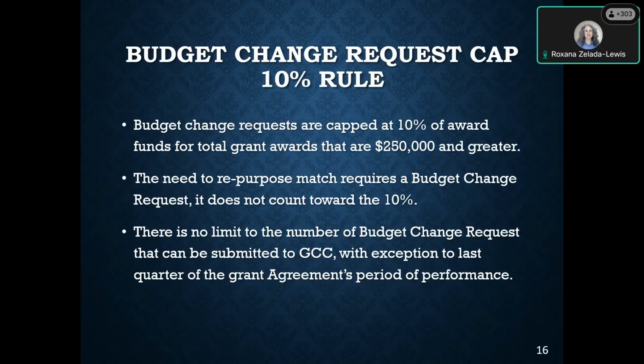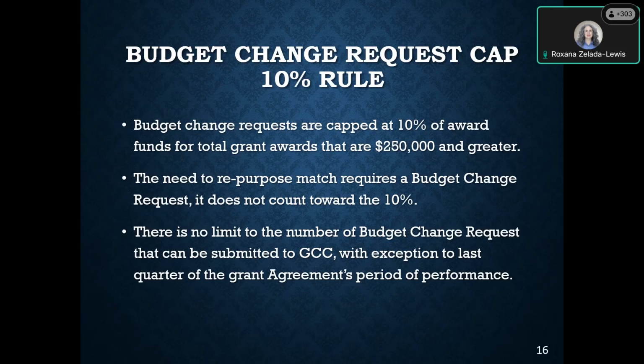Change request cap rule, 10% rule. For grant awards of $250,000 or more, budget changes are capped at 10% of the total award, meaning that transfers between direct cost categories, programs, and activities cannot exceed 10% of the total approved budget. Any changes to match funds require a budget change request. However, changes to match are not counted towards the 10% cap.